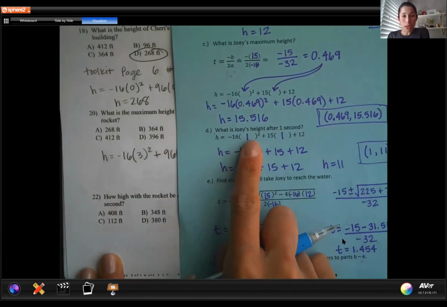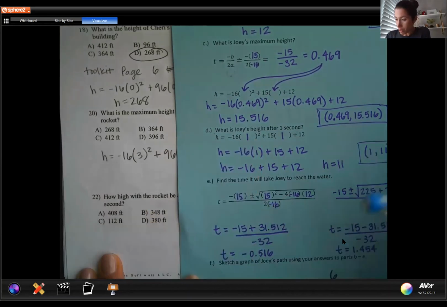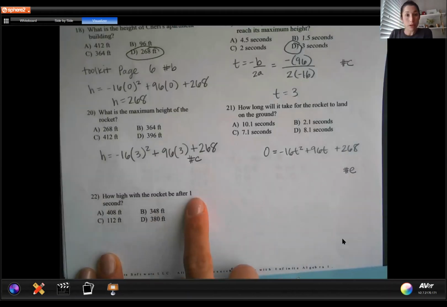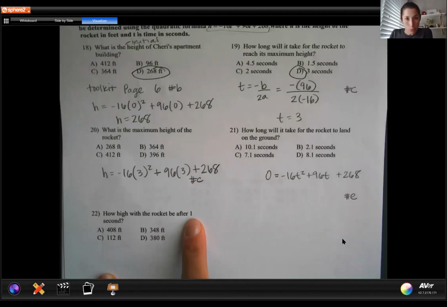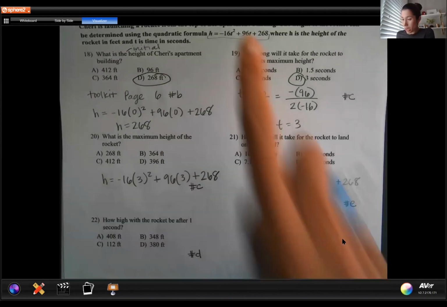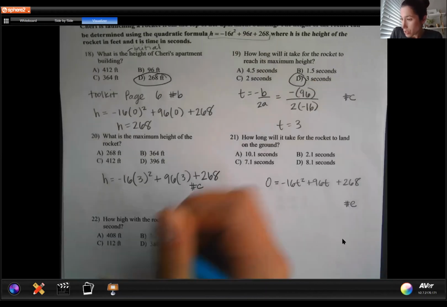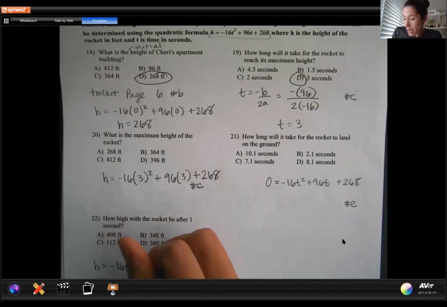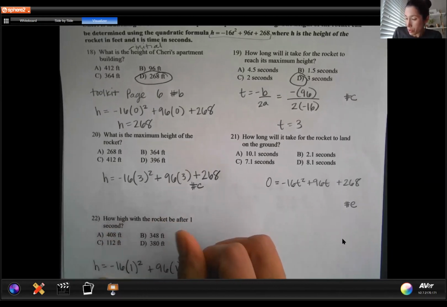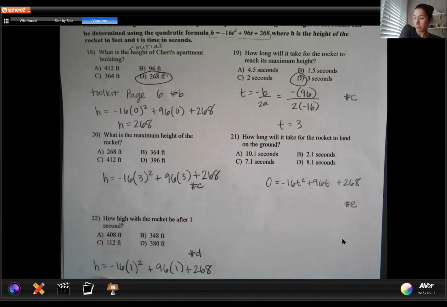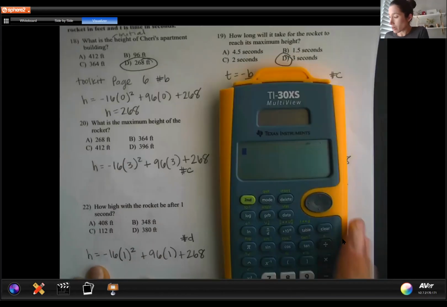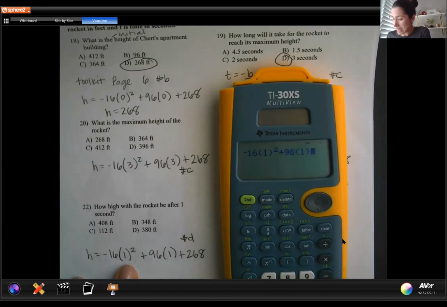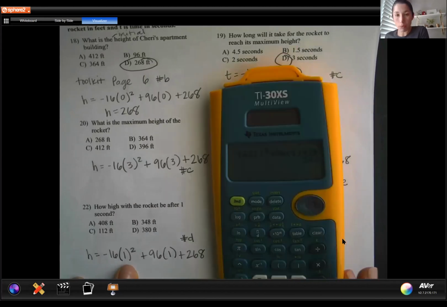So it looks like I'm just plugging in a number 1 here. So whatever I'm plugging in, 1 second. So I'm doing the same thing for this question. So this question is 1 second. So I'm looking at this equation here, and I'm just going to plug in 1 for that. So H equals -16, plugging in 1 squared, plus 96 multiplied with 1 plus 268. So just get our calculator out, -16 multiplied with 1 squared, really shouldn't change it, plus 96 multiplied with 1 plus 268, and that would be 348.